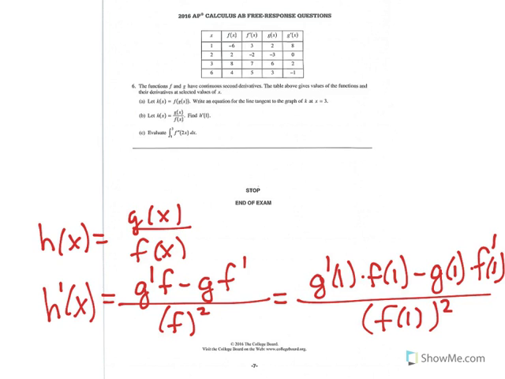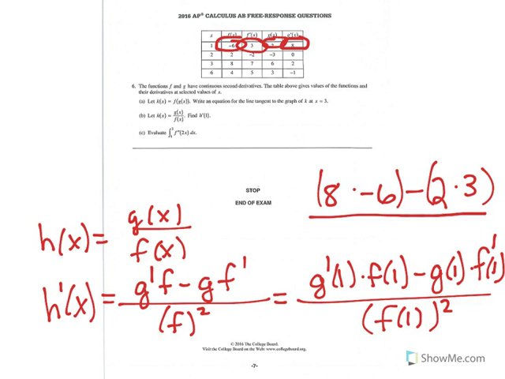So g prime of 1 is 1. F of 1 is negative 6. You see I made a mistake? Think I did it on purpose? You're correct, I did not. G prime of 1, I just can't read because it's too small, is 8. I actually thought that was a 1. F of 1 is negative 6, minus g of 1 is 2. F prime of 1 is 3.